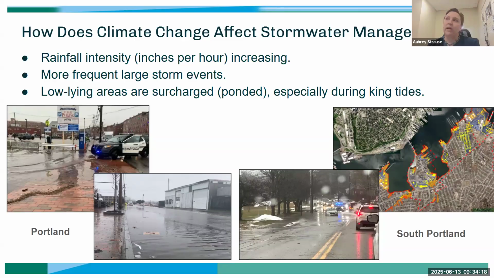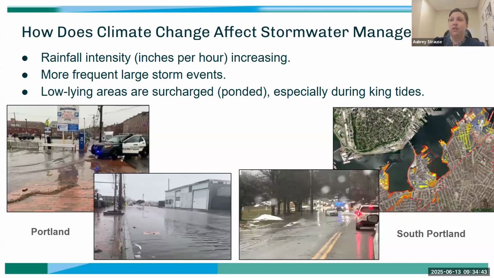So those are things that we didn't plan for 50 years ago when the systems in place now were designed, or 30 years ago when they were installed. What that means is that there are areas that can't drain as fast as we would like them to. The photos on here are from both of our communities. On the bottom left, we can see Portland. So there's 2 different areas that we show here.